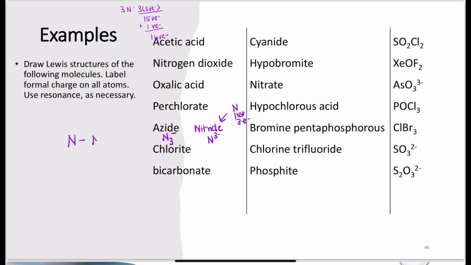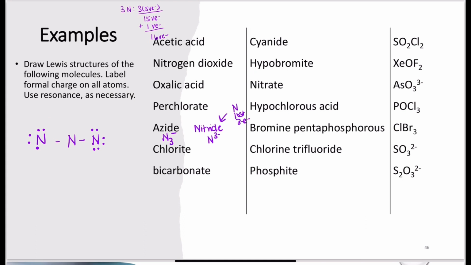There's 3 nitrogens, so they have to be connected. And I'm going to give the outer atoms their octet. Now I check and I see, does my inner atom have its octet? It does not. So I'm going to make multiple bonds to give it its octet. Now, I could do that a few different ways.